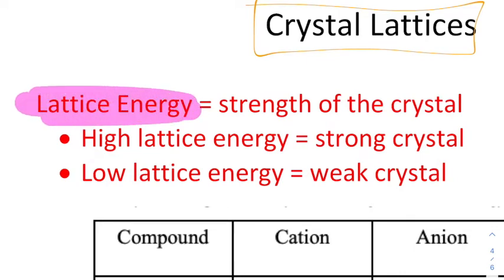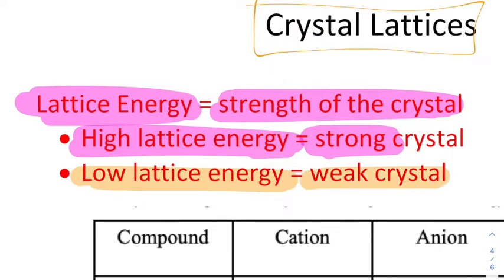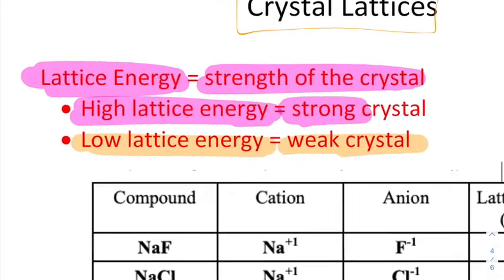Now, there's a real technical definition that goes along with this, and if you're really interested in learning more about it, you can grow up and be a chemist and learn more about it. But for an introductory level of chemistry of what we're looking at here, basically, lattice energy is how strong the crystal is. If I have a high lattice energy, that means I have a strong crystal. If I have a low lattice energy, that means I have a weak crystal. So high lattice energy is strong crystal, low lattice energy is weak crystal.